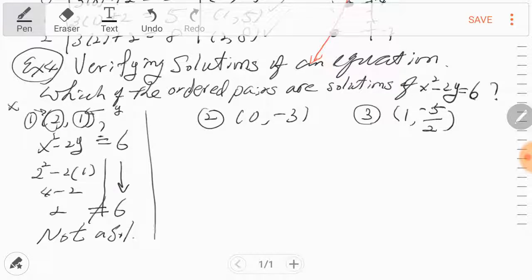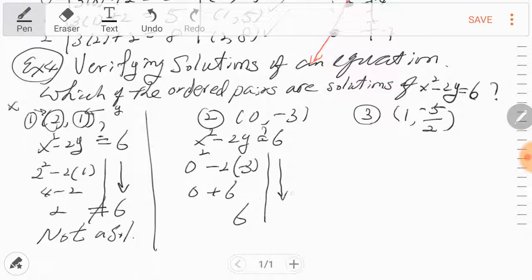Okay, how about number 2? Let's do the same thing. X squared minus 2y is equal to 6. So x value is 0, minus 2, y equals negative 3. So let's check if this is true. Then 0 plus 6 is equal to 6, and we get 6. So 6 is equal to 6. So this ordered pair is a solution. Yes, it's a solution.